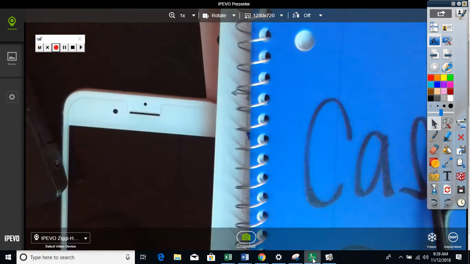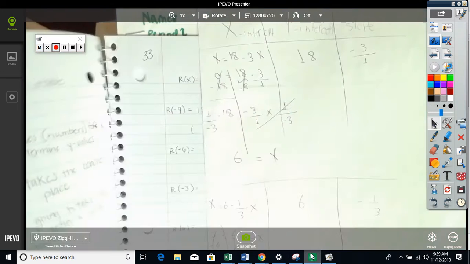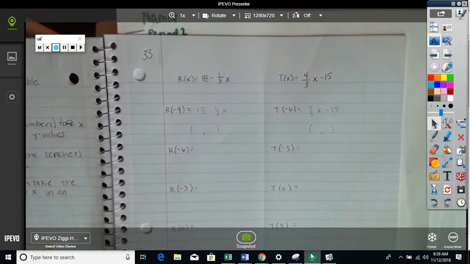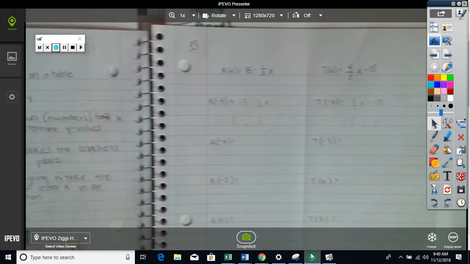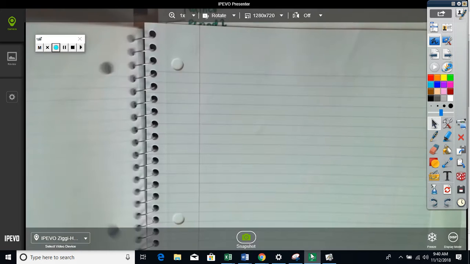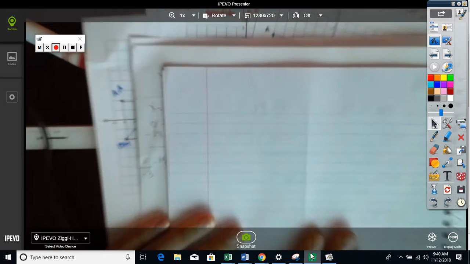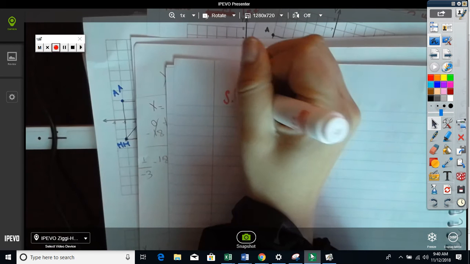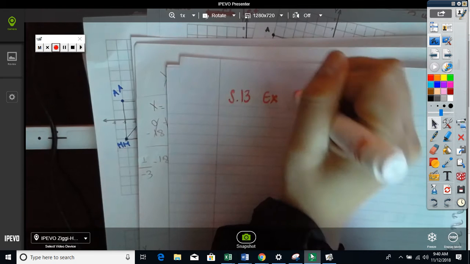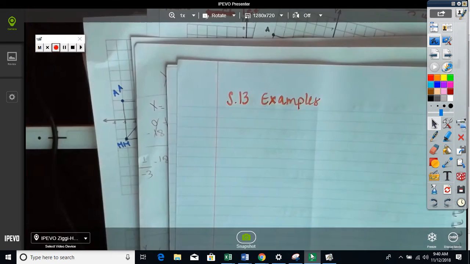So I'm going to have them please go to their journal, to the page after the notes that we took. We took notes on pages 32 and 33 for how to substitute. So go to the next page in your journal. I think they're already there. Okay, so let's do some examples. I'm going to put at the very top S.13 examples. Okay, everybody with me?